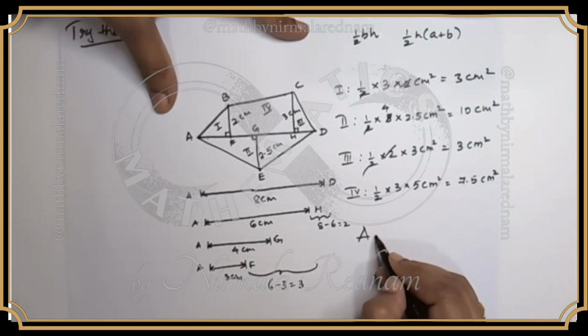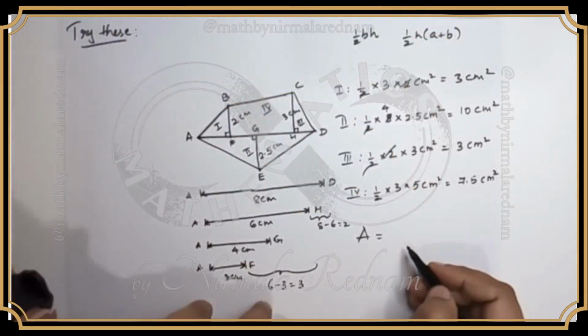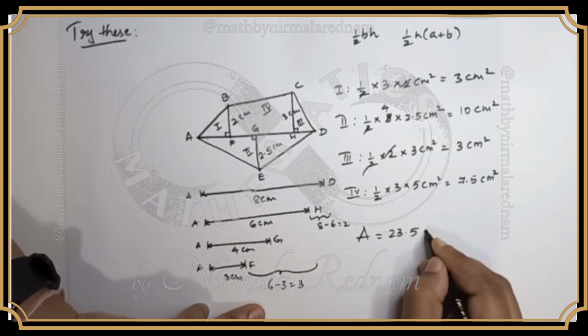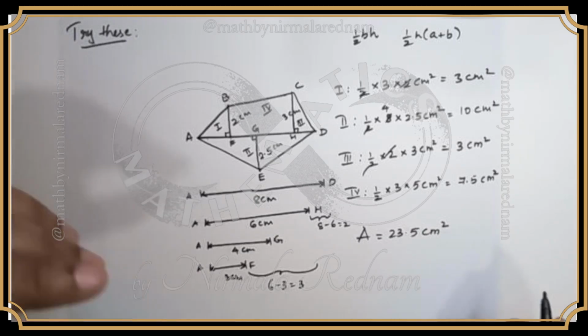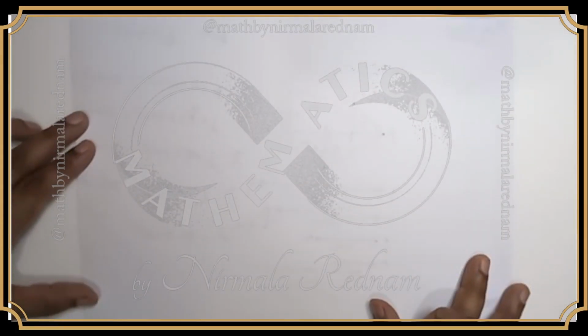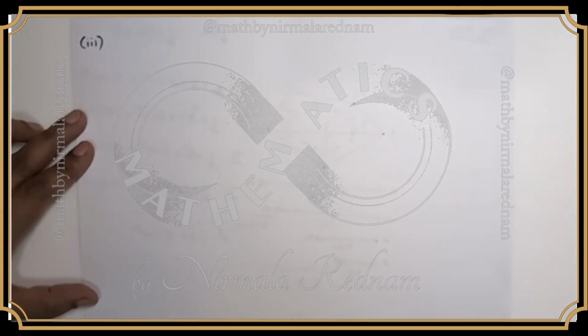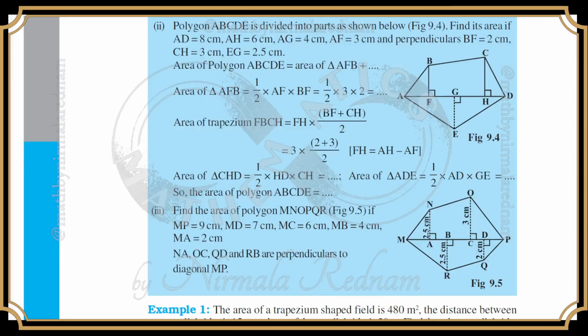Therefore, the total area is nothing but the sum of all these, which is 16 plus 7.5, 23.5 square centimeters. So this is your answer for the second try-this question. Now coming to the third one, again they have given a pentagon and they have given a few... no, it's not a pentagon, sorry, this is a hexagon.